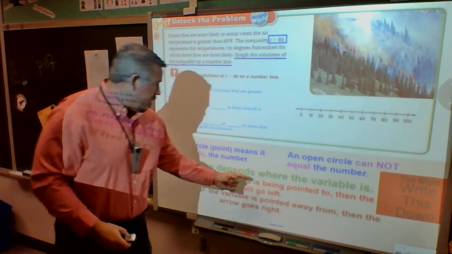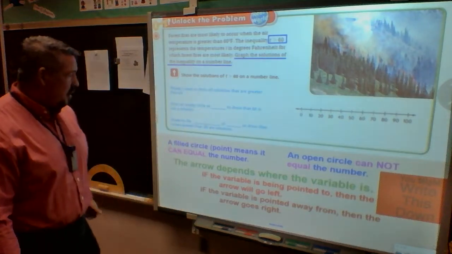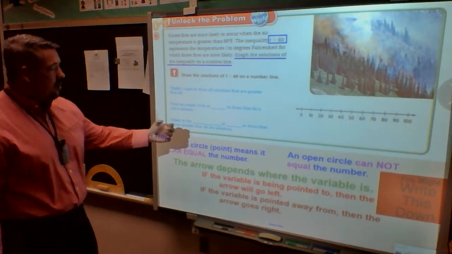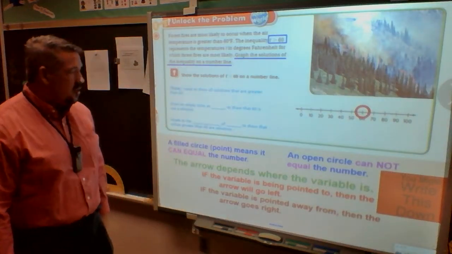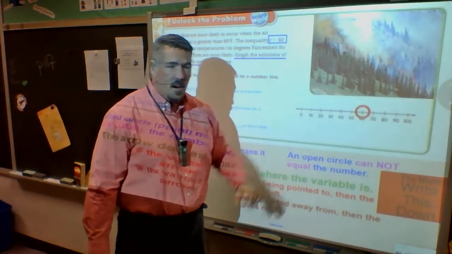But then I will use this to figure out how I'm going to fill in the line. So I have to start with knowing if I'm using a circle or a dot. I'm using a circle because it cannot be equal to 60. So I put it on the number line.